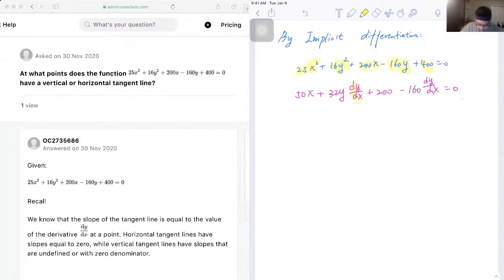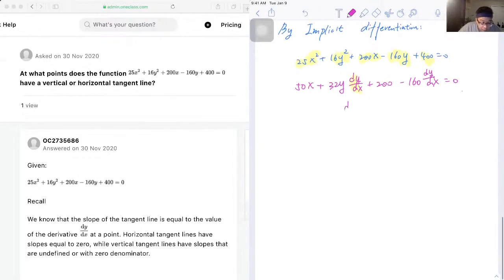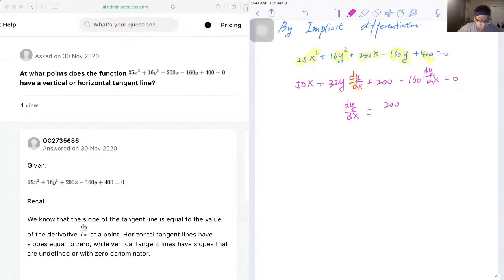So coming up, we have dy dx is equal to 200 plus 50x over 32y minus 160. I mean, just 160. There's no y left. Okay. So now we can solve for the tangent lines.